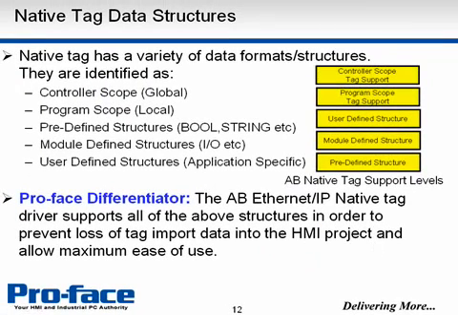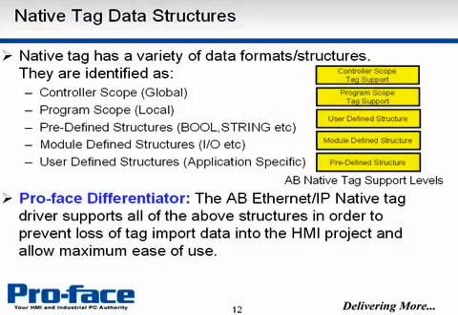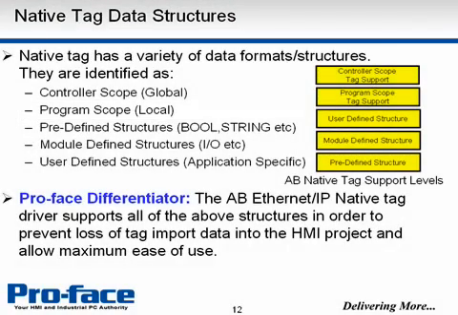So the native tag structures can be broken down into what they call controller scope or global tags. That's tags that are available to the whole of the PLC project. Program scope is where you have individual programs within a single project broken down, and you use a local name which you can duplicate in other programs. We can talk about that later.